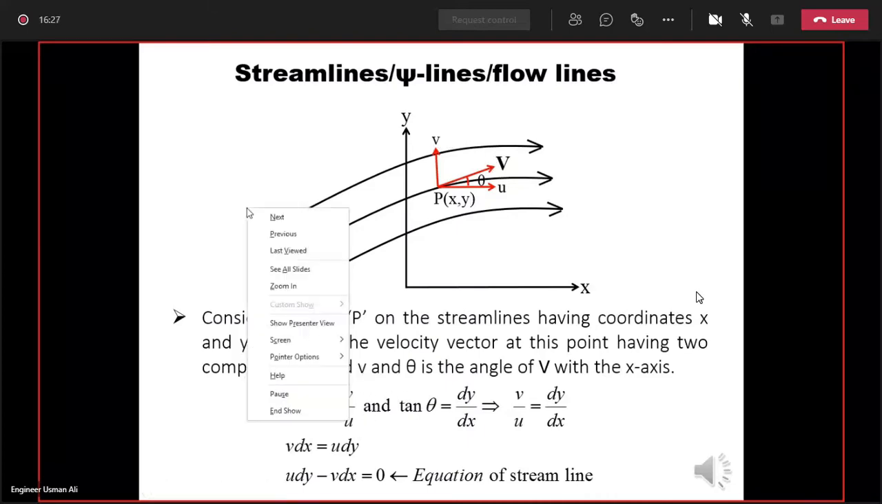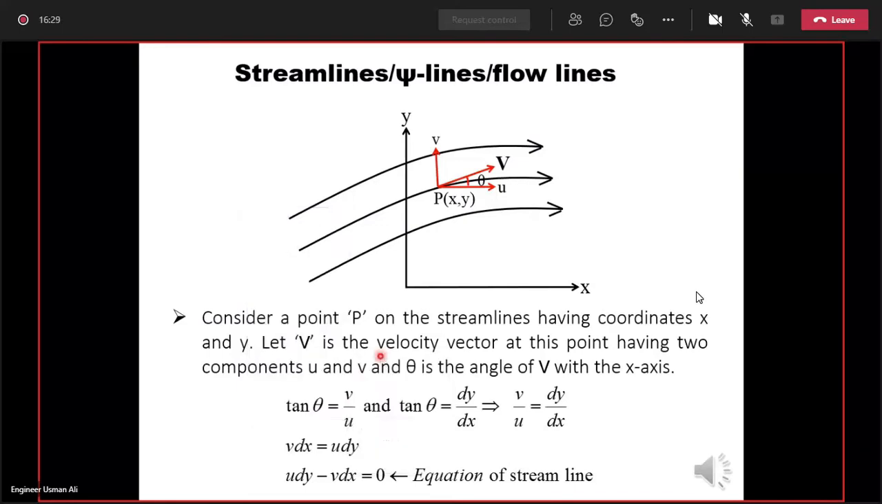Tangent theta is V over U, and in terms of the distance, vertical over horizontal, dy over dx, again we can define the tangent theta. So with these two equations, tangent theta is V over U and tangent theta is dy over dx. Comparing both, we can write V over U is equal to dy over dx. Rearranging it, we can write V dx is equal to U dy, and further U dy minus V dx is equal to 0. This is the equation of the streamline that you should keep in mind. U dy minus V dx, or minus V dx plus U dy is equal to 0. That is the equation of the streamline.